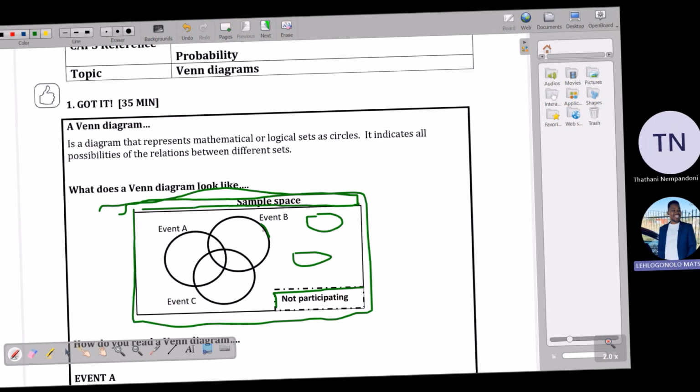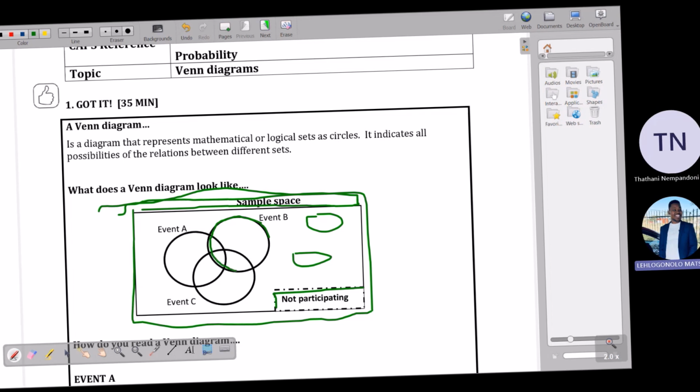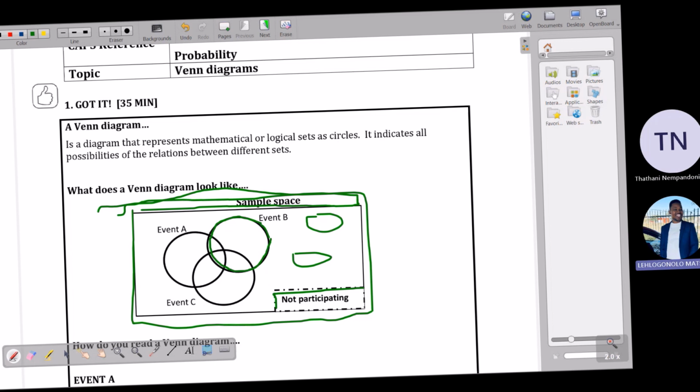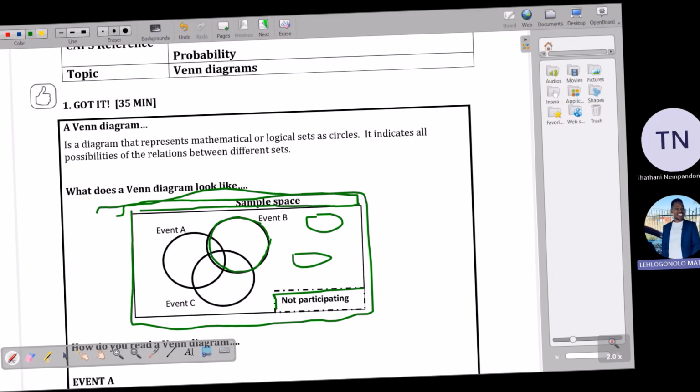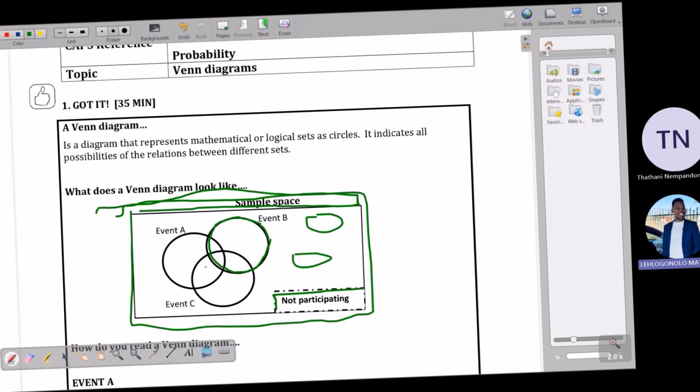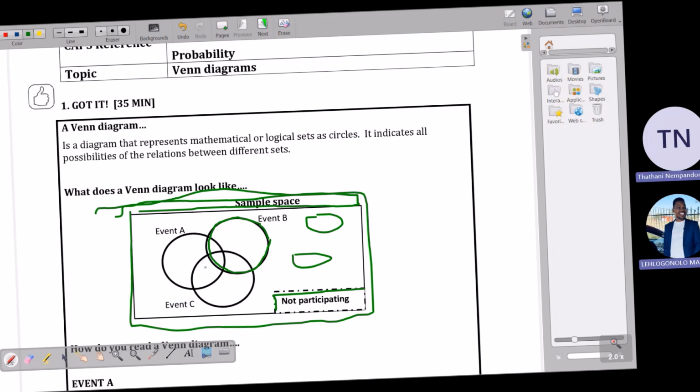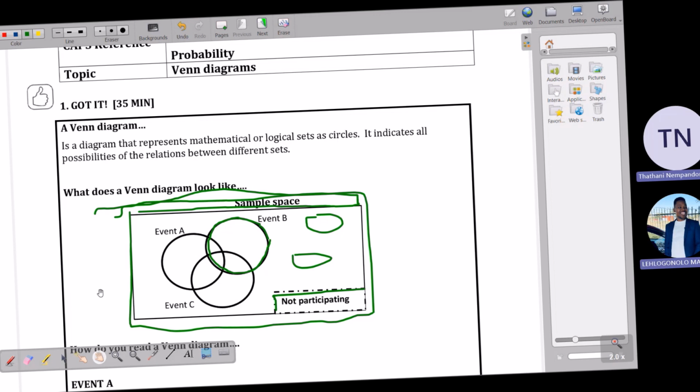But what you should notice is that as long as you have the circles representing the events happening, labeled A, B and C, if the number is inside the rectangle but not in any of the three circles, it means those participants are not involved in any of the three events that are occurring. That's what we should understand. And then again, I'm going to break down each and every part of the circle. For now, what do they mean?